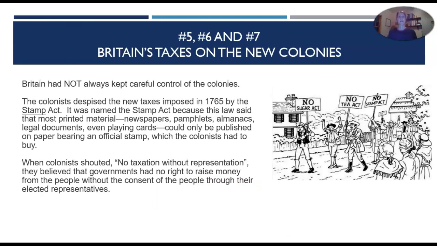This covers numbers 5, 6, and 7. Britain's taxes on the new colonies. Britain had not always kept careful control of the colonies. The colonists despised the new taxes imposed in 1765 by the Stamp Act. It was named the Stamp Act because this law said that most printed material, newspapers, pamphlets, almanacs, legal documents, even playing cards, could only be published on paper bearing an official stamp, which the colonists had to buy. When colonists shouted, "No taxation without representation," they believed that government had no right to raise money from the people without the consent of the people through their elected representatives.